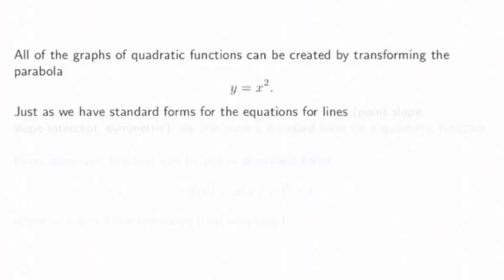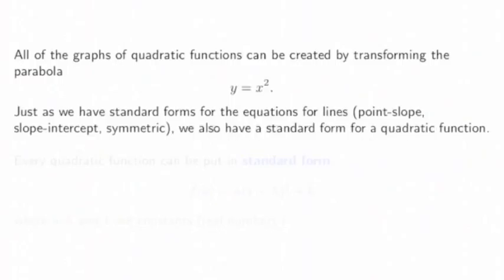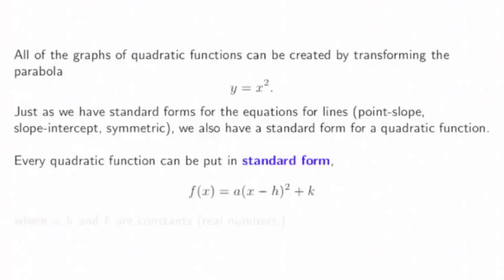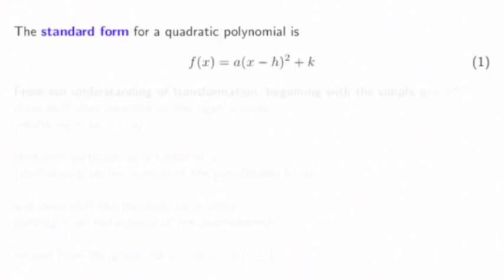Just as we have standard form for the equation for lines, point slope, slope-intercept, symmetric, and so on, we also have a standard form for a quadratic function. Every quadratic function can be put in the following standard form. f of x is a times a quantity x minus h all squared plus k, where a, h, and k are constants, in other words, real numbers. So the standard form for a quadratic polynomial looks like this, where we have this quantity x minus h squared multiplied on the outside by a, and then we add k.